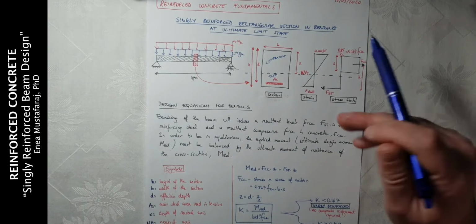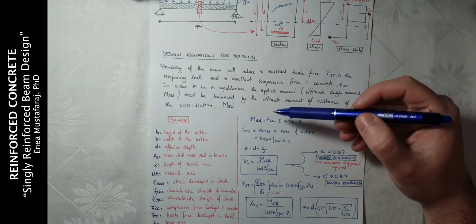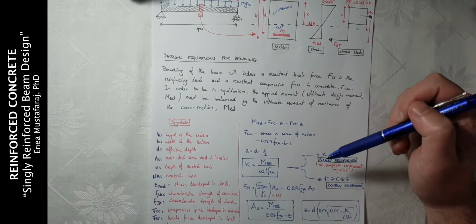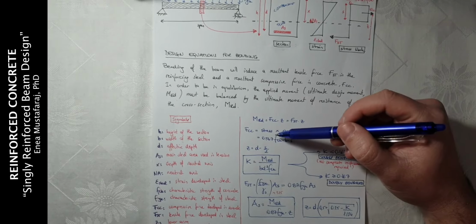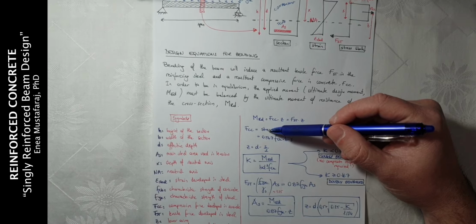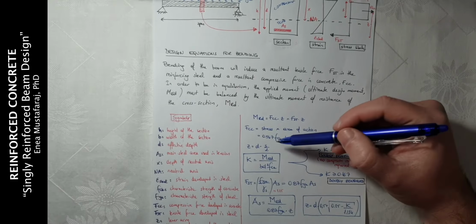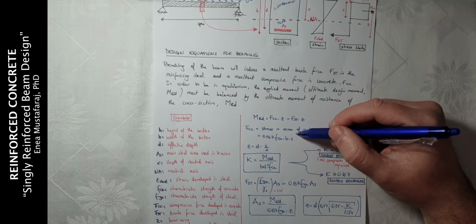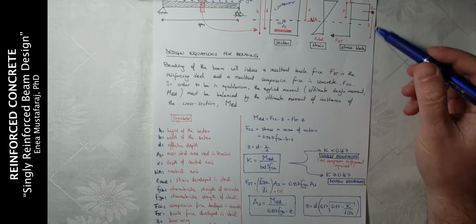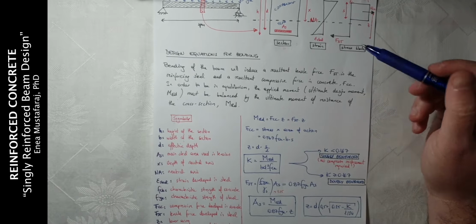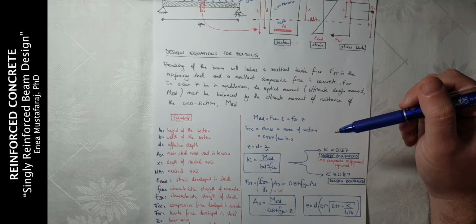So the ultimate moment of resistance, MRD, can be equal to either the force of concrete in compression times lever arm or the force of steel in tension times lever arm. FCC can be calculated as 0.567 times FCK times the area of action, which is the width of the section times S, the other dimension of the stress block. The lever arm from the figure will be equal to the effective depth minus S divided by 2.